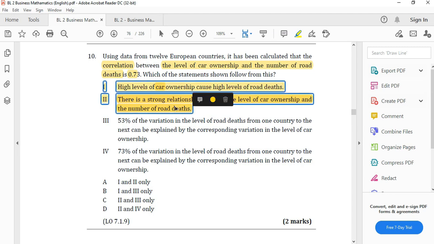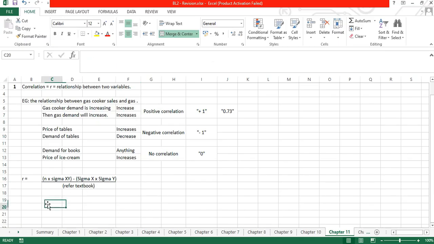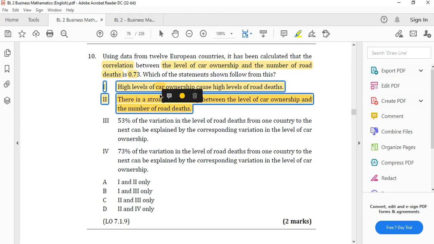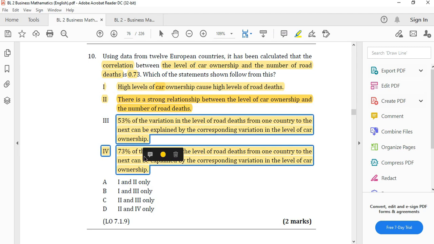We can only say these two types of statements if they are asking for correlation. If they say coefficient of determination, then we can't make these two judgments. We then should select some explanation in this style. Okay, so in the exam, be careful.